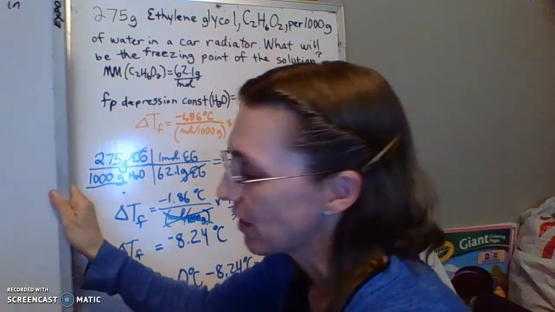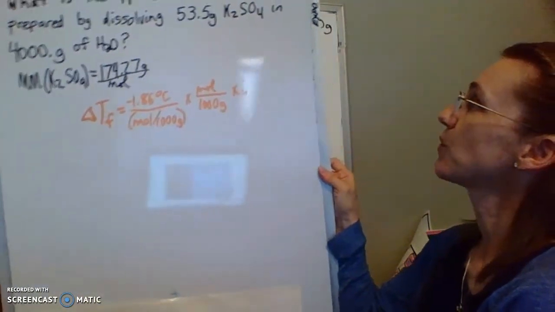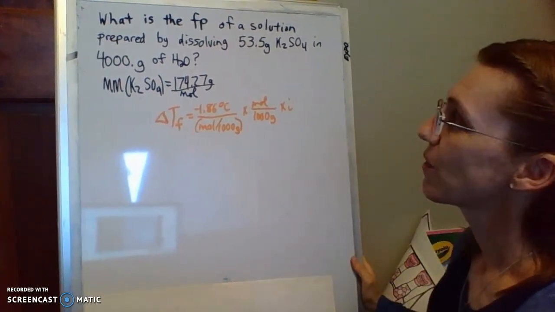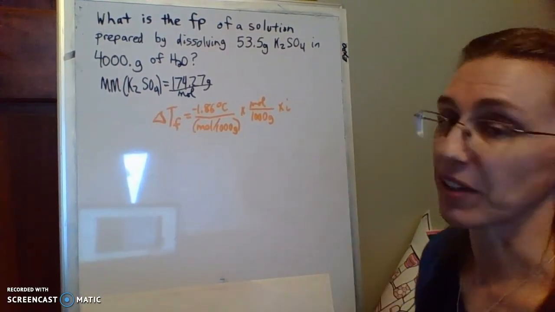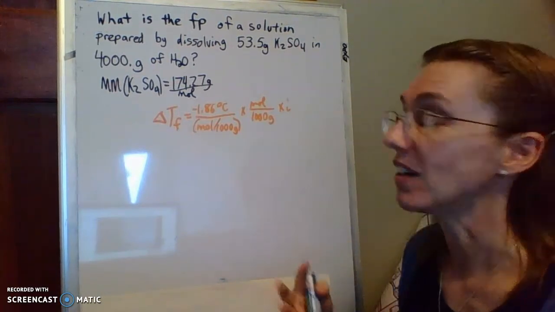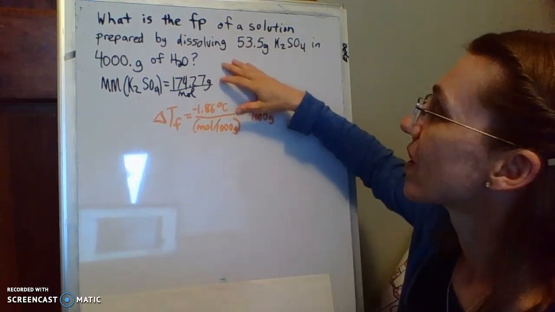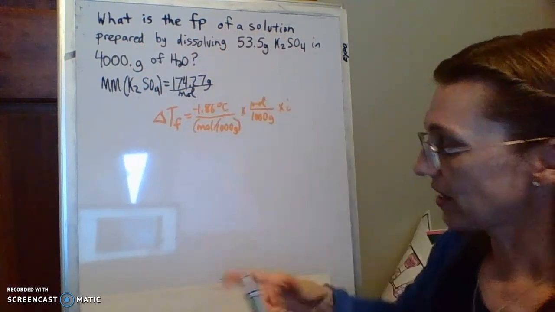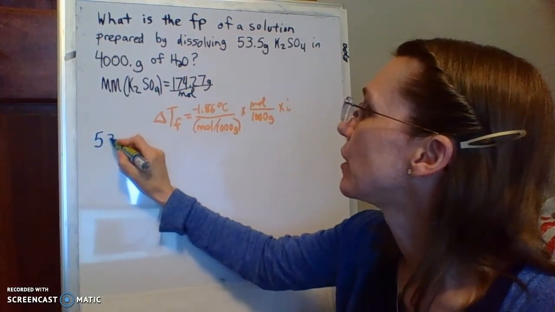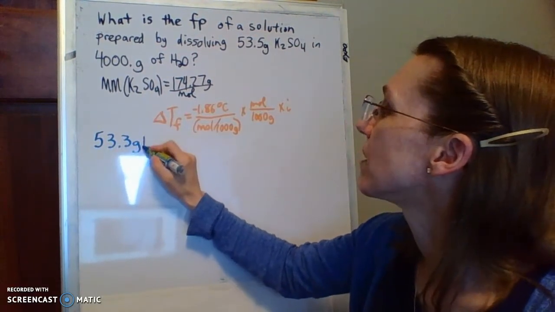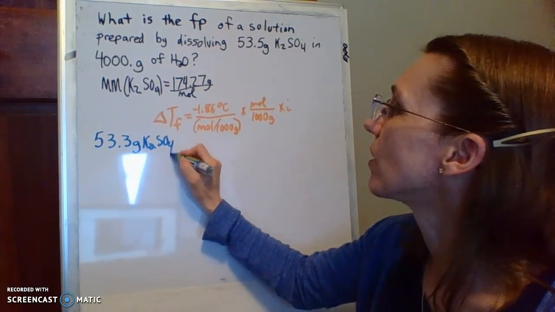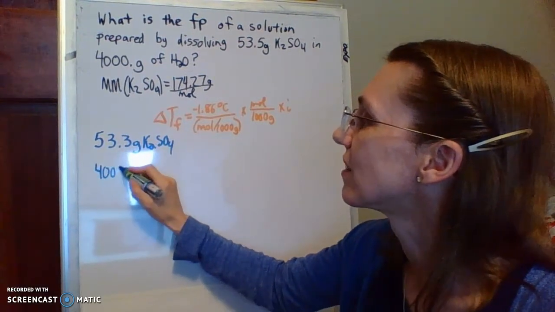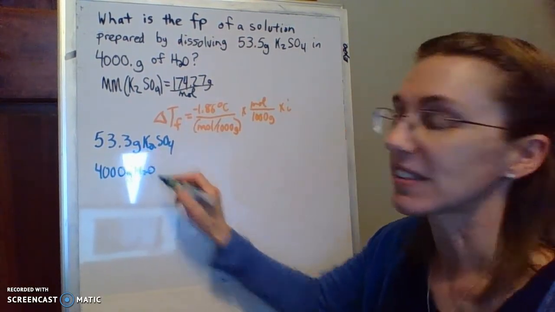Let's go ahead and do another one where it's not so straightforward. This one was straightforward in the fact that it was given to us per 1,000 grams. Here we've got one that's not per 1,000 grams, so we're going to have to calculate that into our situation. So here we've got, what is the freezing point of the new solution prepared by dissolving 53.3 grams of K2SO4, but this time it is in 4,000 grams of water. Okay.